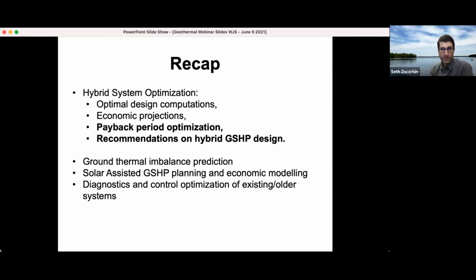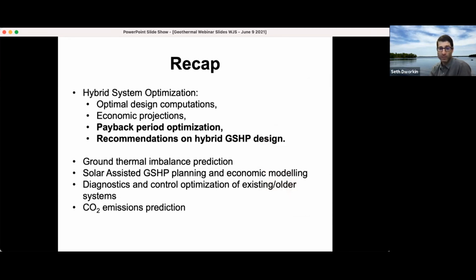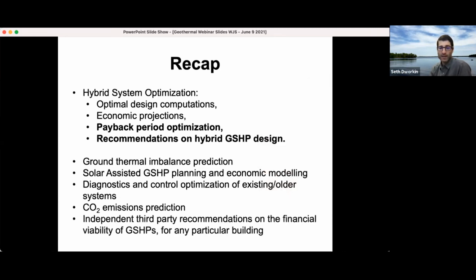Is there any more on this slide? Yes, and CO2 emissions prediction. So all of this is underscored by the interest in making sure that we understand to what extent we're reducing carbon emissions. So I think that that's something that's pretty much always going to come into play.